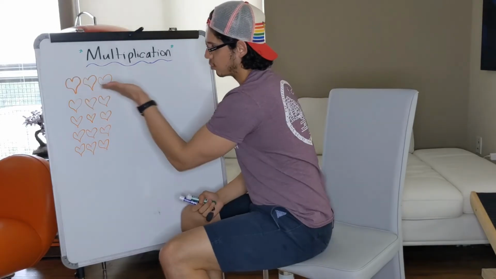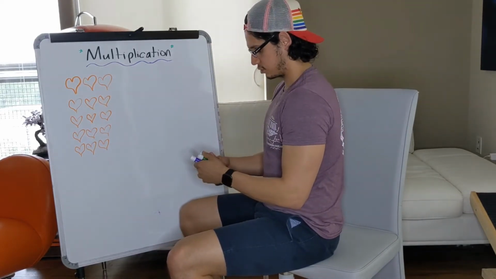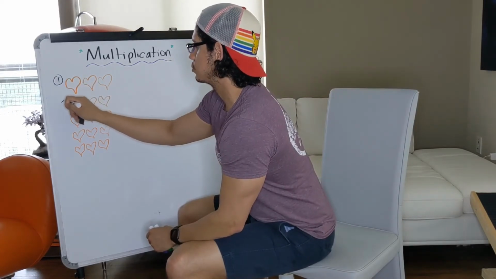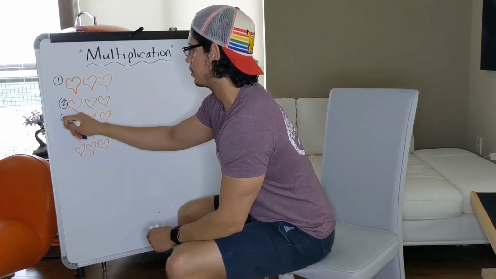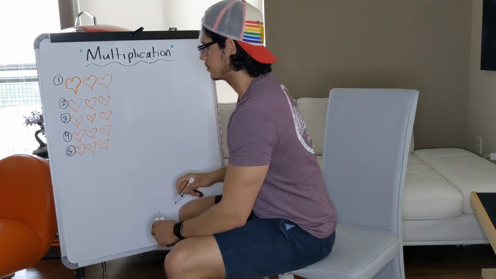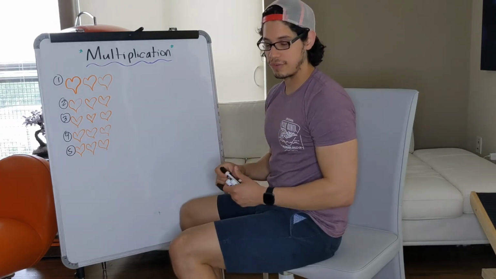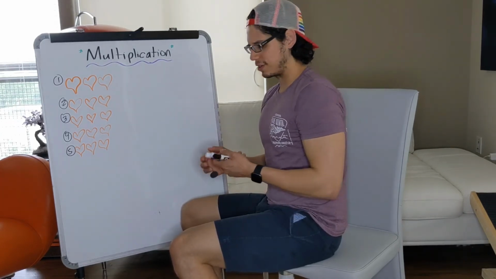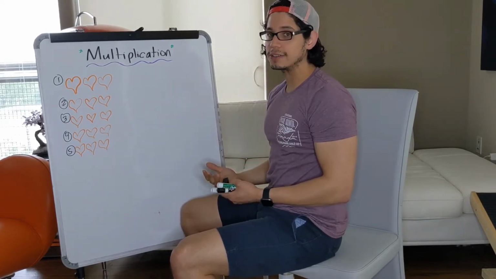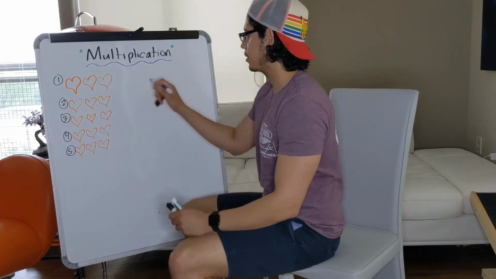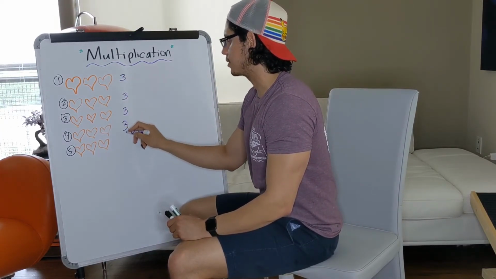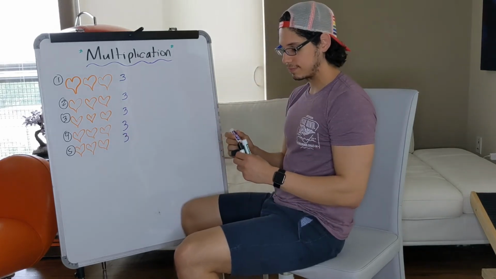An array is just rows of things, right? So let's count the number of rows we have. This is 1 row, 2 rows, 3 rows, 4 rows, 5 rows. We have 5 rows of hearts. Now, how many hearts are there in each row? I can count. 1, 2, 3. So there are 3 hearts in each row. I have 3 hearts in this row, 3 hearts in this row, 3 hearts in this row, 3 hearts in this row, 3 hearts in this row.